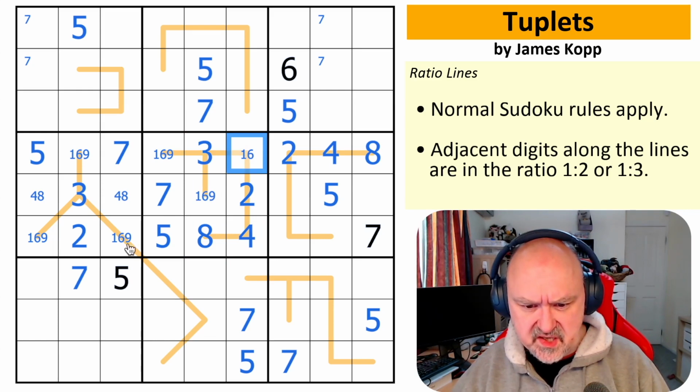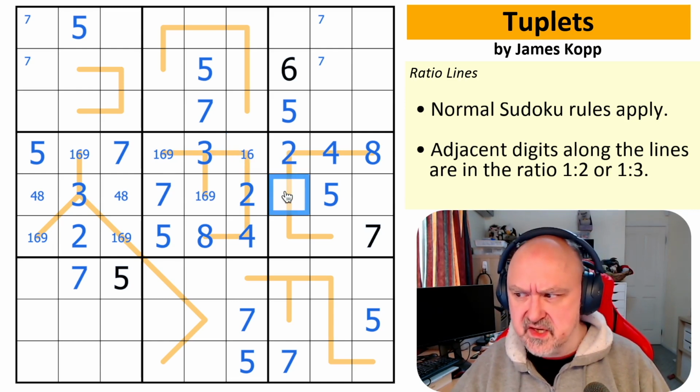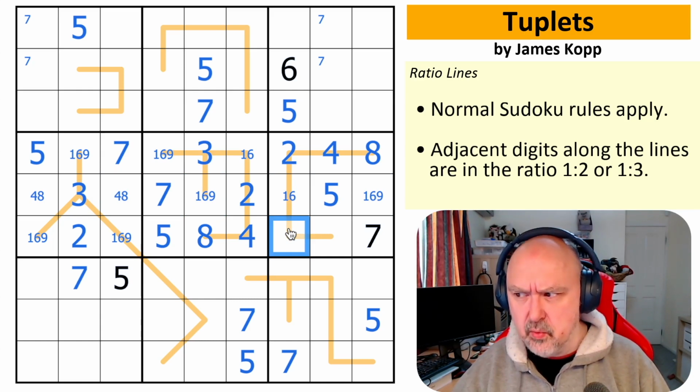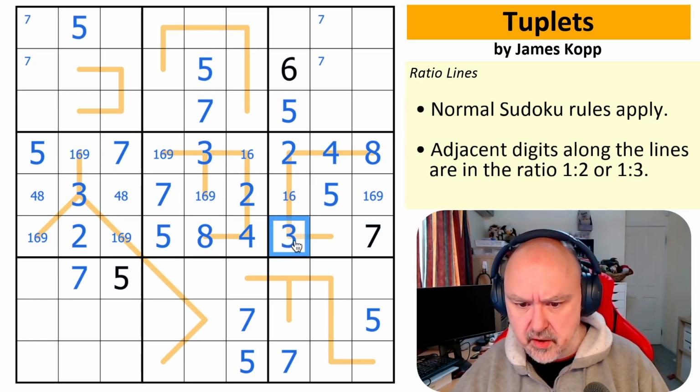2 can go with 1, 6. Okay, so 2 goes next to 1, 4, or 6. So this is 1 or 6. In fact, this is 1, 6, or 9 over here by the row. Is that right? 1, 2, 3, 4, 5, 6, 7, 8, 9. Yeah. So 2 goes next to 1 or 6. 1 can only go next to 2 or 3. And 6 can only go next to 2 or... this is 3 no matter what.